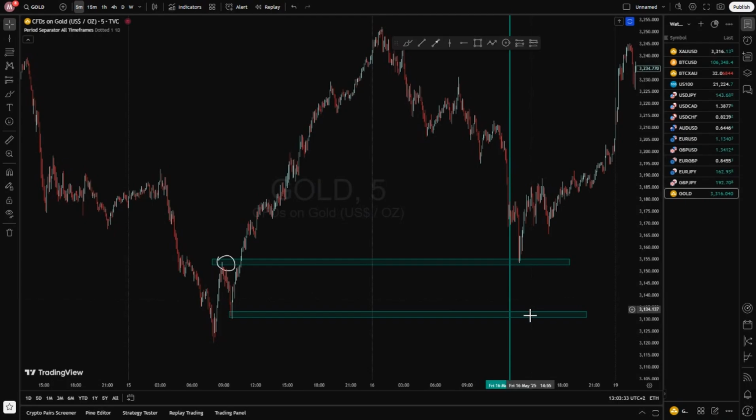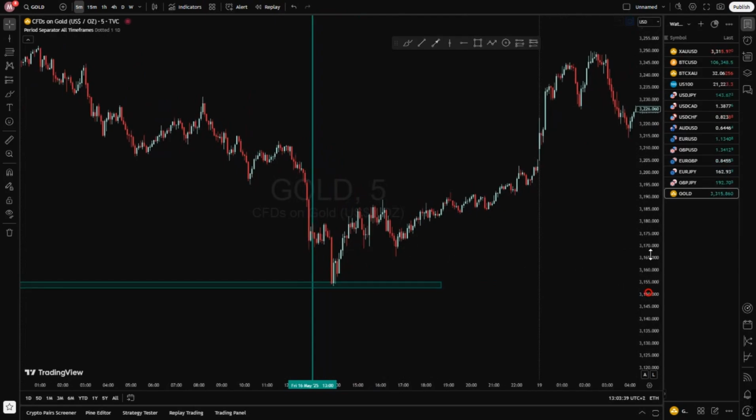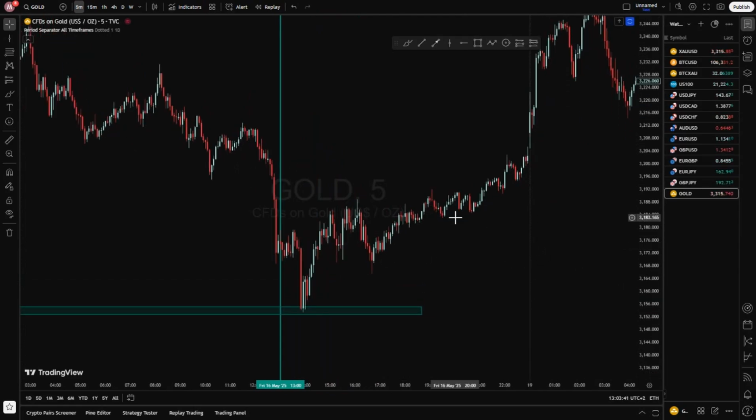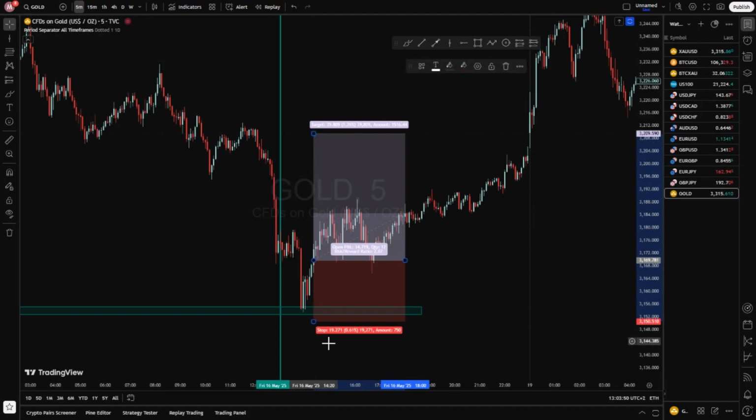But just because you missed the first entry doesn't mean you have to miss the whole move to the upside. As soon as you identify where price actually reversed, that becomes your confirmation. And from there, you can go for a second entry around this area here. Your target? Simple, this previous high. That's your take profit zone. And as expected, price moved beautifully to the upside. No stress, no overcomplication. Once again, don't get confused. This is my own twist on the 714 method, alright?